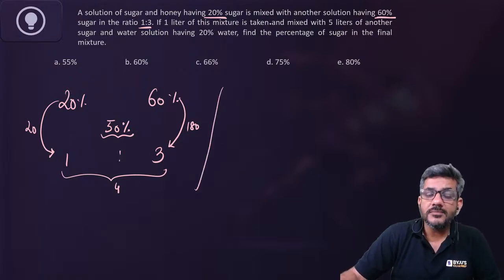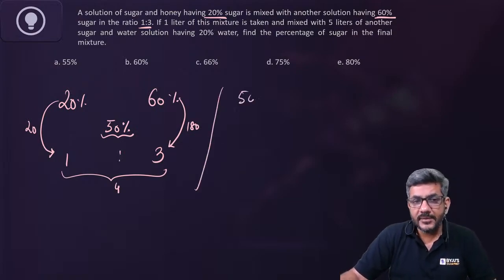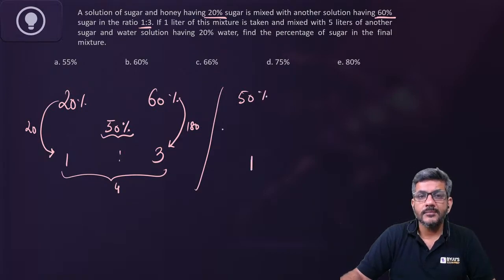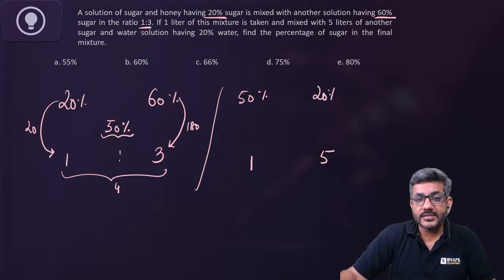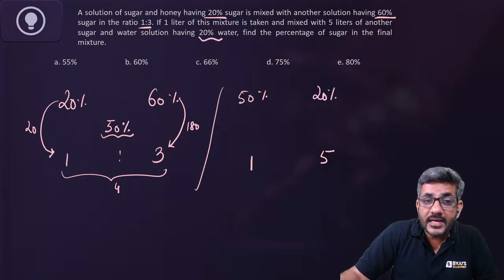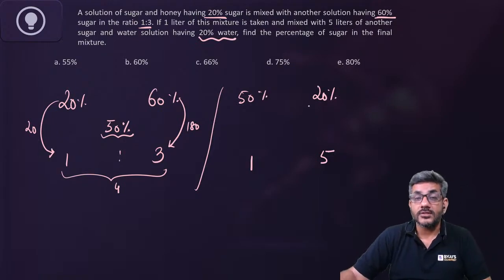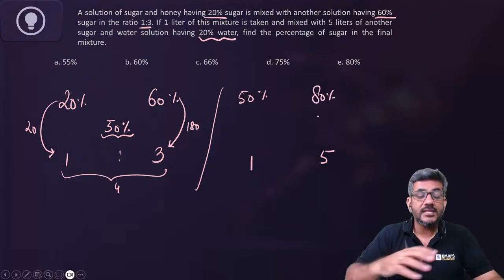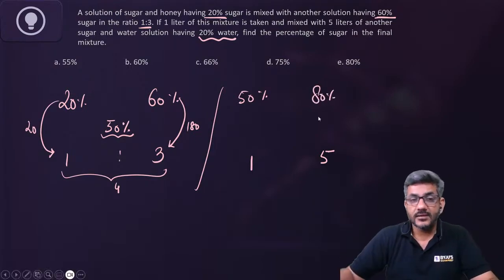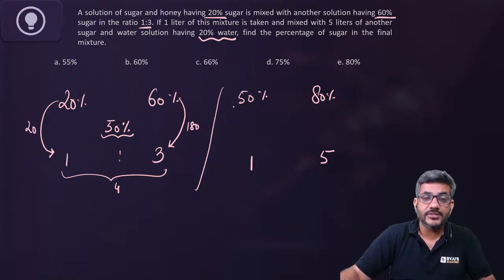Now 1 liter of this mixture is taken. इस 50% का वो कह रहा है 1 liter ले लीजिए, and mixed with 5 liters of another sugar and water solution having 20% water. इसके साथ मिला दिया. But this has 20% water. We are talking about sugar. So probably I would have to erase it. I would have to write sugar percentage as 80. If 20% is water, 80% is sugar.